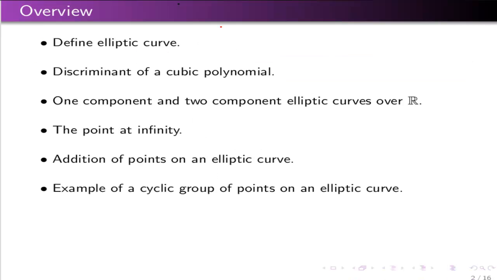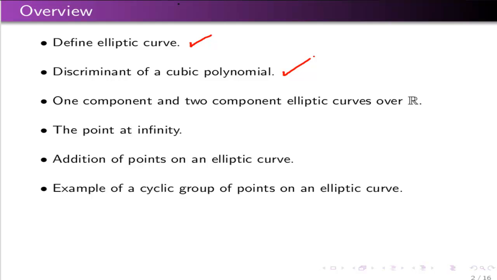So the overview is we'll start by defining an elliptic curve, or rather reminding you what we did last time. An elliptic curve is just a non-singular cubic curve. And one way of describing what non-singular is, is to define the discriminant of a cubic polynomial. So we'll remind you what that means.